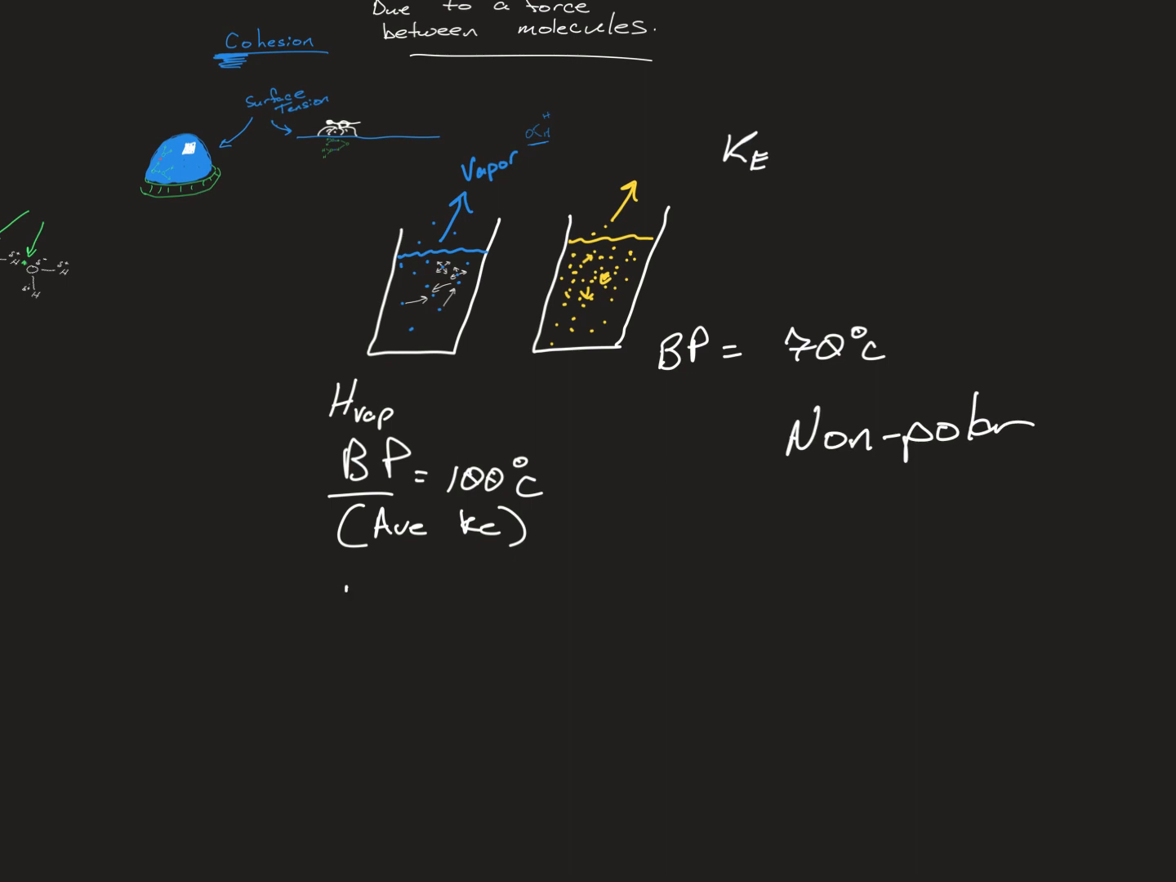These water molecules are what we call polar. So polar molecules tend to have a lot more cohesion. They stick together more, so it's harder to get them to turn into gas. They have a higher boiling point. Non-polar materials have a lower boiling point. They can turn into gas faster.